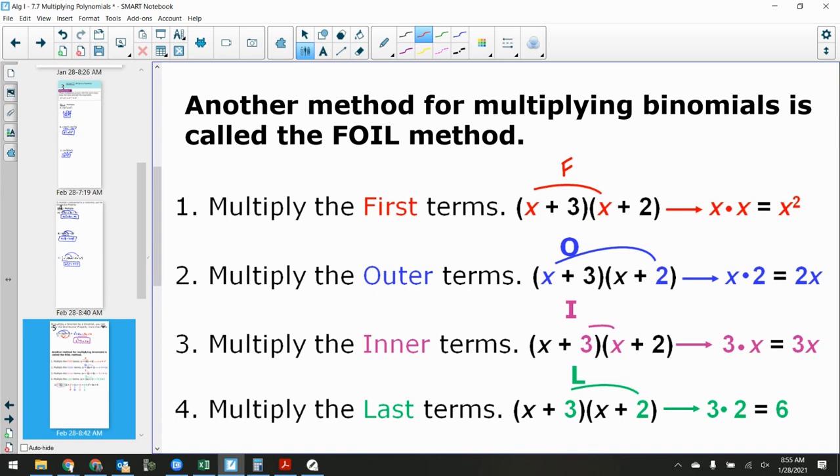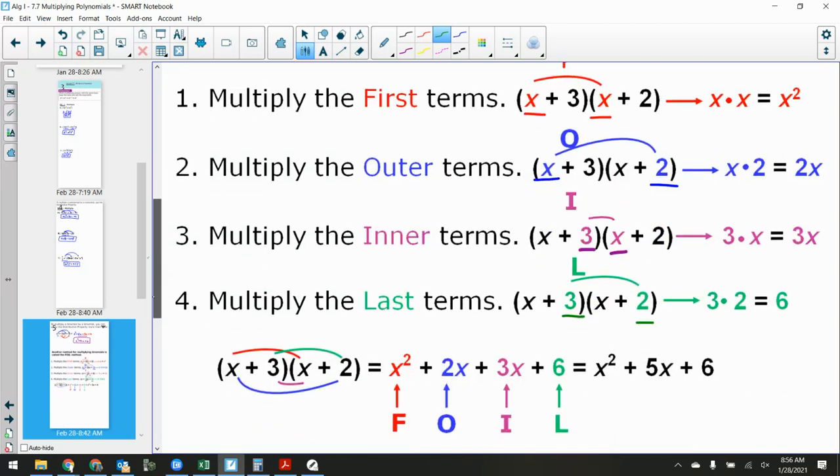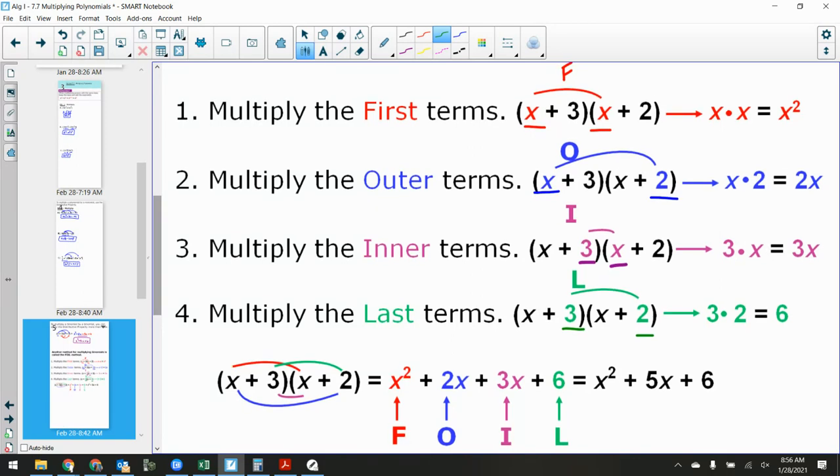This is just a mnemonic device. First, outer, inner, last. FOIL. Now, what does that mean? That means you're going to multiply the first terms together. Well, what are the first terms? X and X. Then you're going to multiply the outers together. The outers are X and 2. Then you're going to multiply the inners together. 3 and X. And then you're going to multiply the lasts together. 3 and 2. And then in the end, you're just going to add everything up. Combine all like terms, which is going to leave you with x squared plus 5x plus 6.